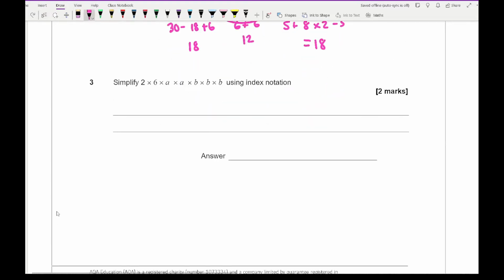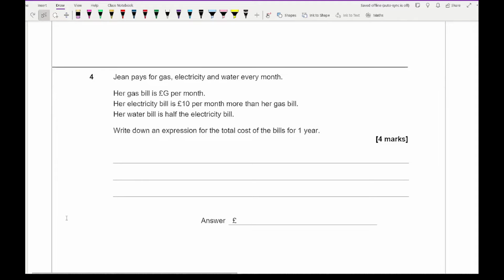Then with question 3, it says simplify. So again, we're multiplying throughout, and it says using index notation basically means using powers. So we've got 2 times 6, which is 12, a times a, which is a squared, and b times b is b cubed.